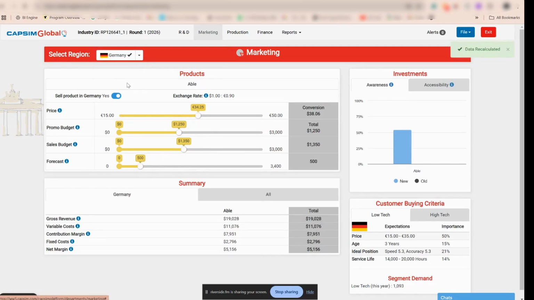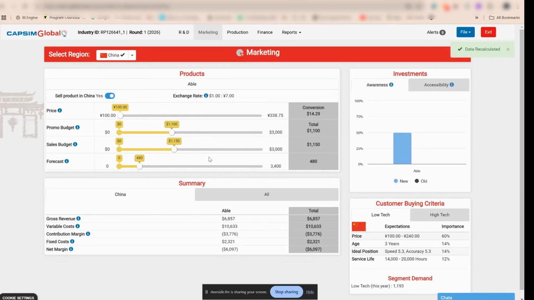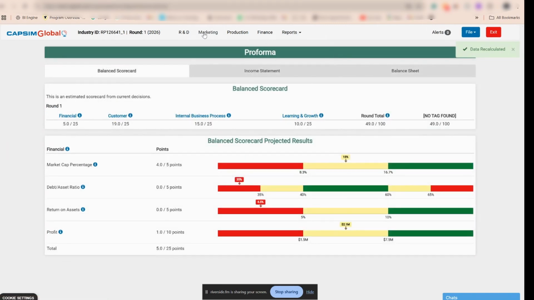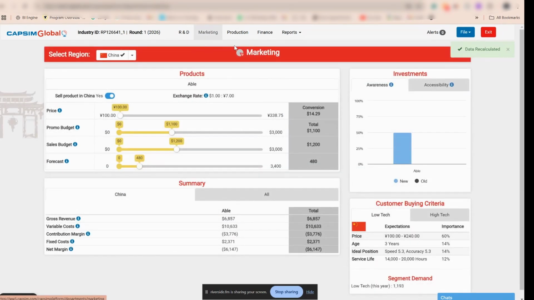And for China, we said 480. Let's leave it at that. Let's go one more market. Let's see what happens. Where's our performance? How are we doing? 49. Still not where we want to be. But that's something we've not done.